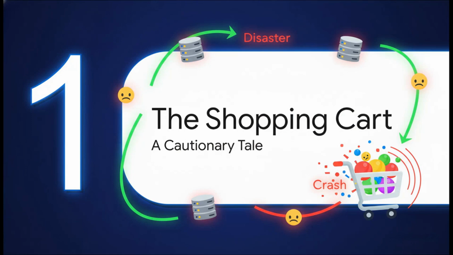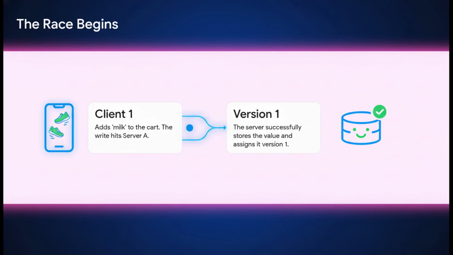Let me make this even more real for you. Let's walk through a little cautionary tale I like to call the shopping cart disaster. And trust me, this happens way more often than you'd think. So, it starts out simple enough. A user is on their phone, they find a brand new pair of shoes they love, and they add them to their shopping cart. That request flies across the internet, lands on server A. So far, so good. Everything's fine.